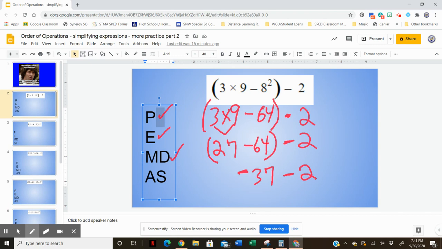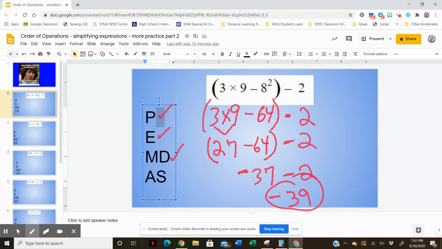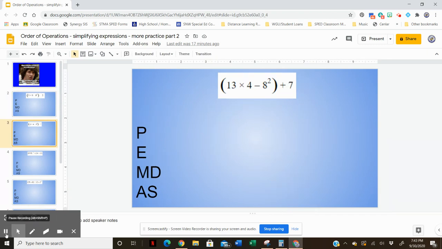So here's what I'm left with, negative 37 minus 2. I know the answer is going to be a negative 39, but if I wasn't quite sure, because a negative minus a negative, you're actually going to add the two numbers together, I would go like this on my calculator. I would say 37, and then I would use this plus minus button. It makes my 37 negative. Then I subtract 2, I hit minus 2, and I come up with a negative 39, which was the answer to that first problem.